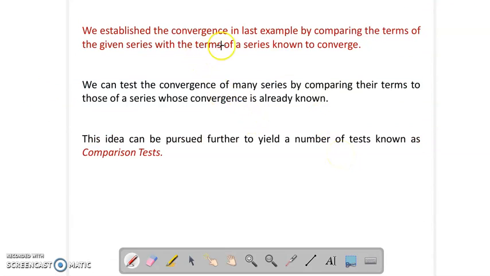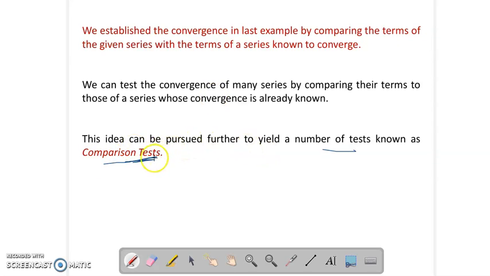So we established the convergence in the last example by comparing the terms of the given series with the terms of a series known to converge. We can test the convergence of many series by comparing their terms to those of series whose convergence is already known. So this idea can be pursued further to yield a number of tests called comparison tests. Why are we calling them comparison tests? Because we are comparing their terms with the terms of the other series to test the convergence.